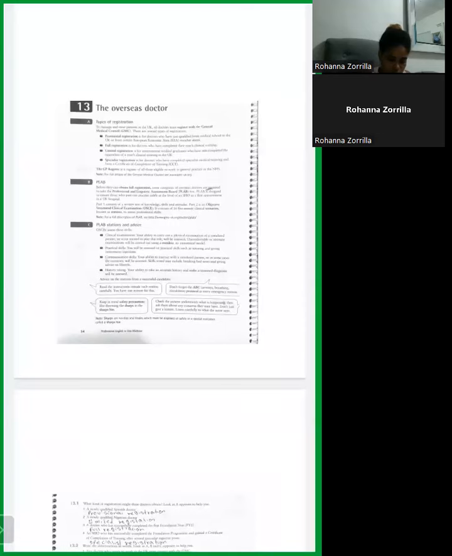The overseas doctor. Types of registration.